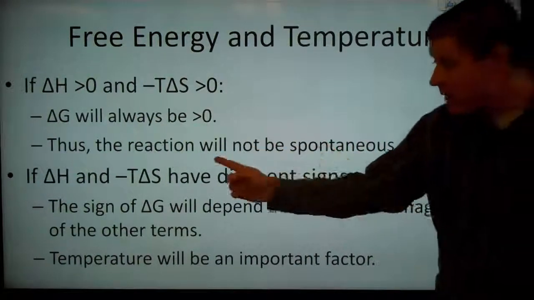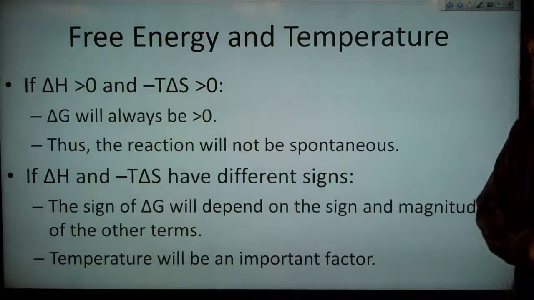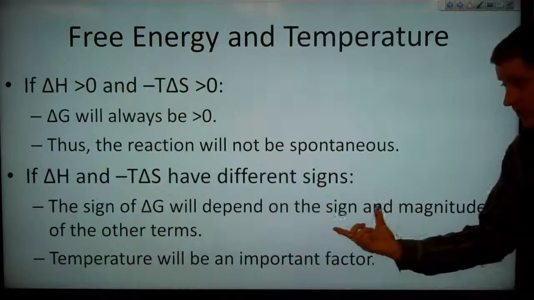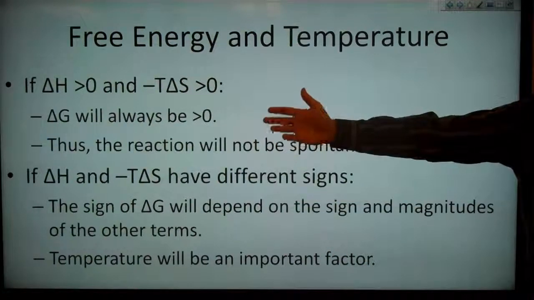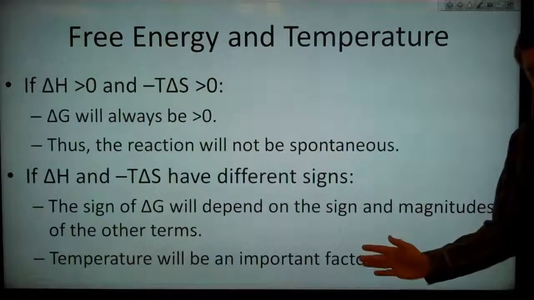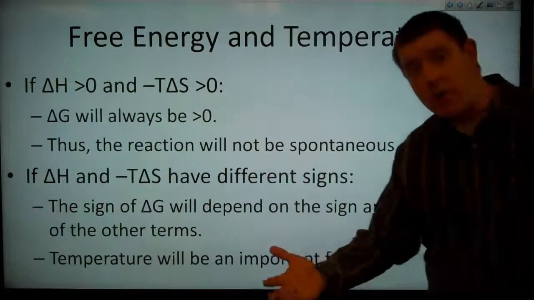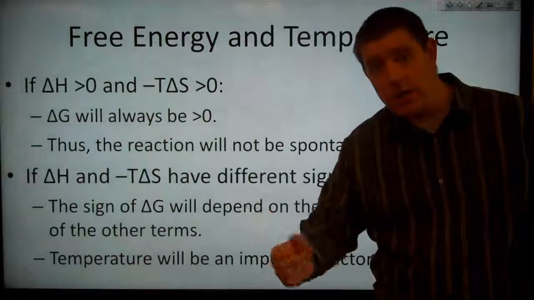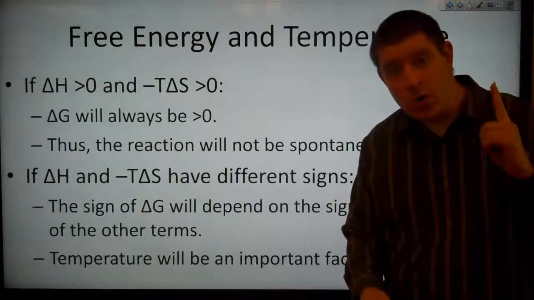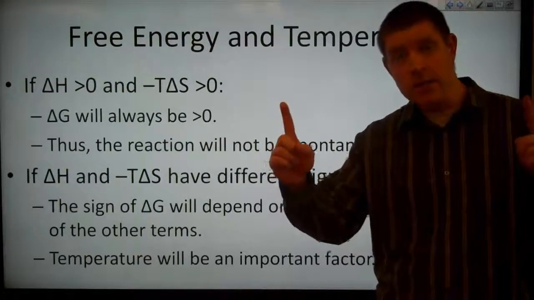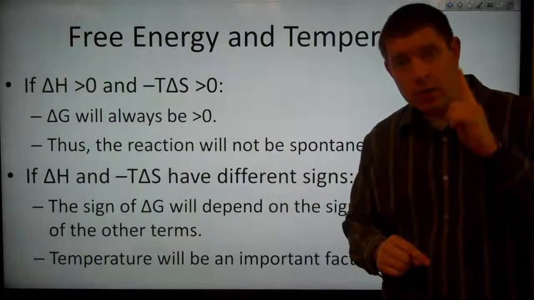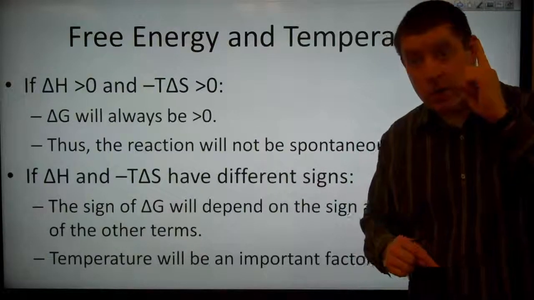If, however, delta H and minus T delta S have different signs, then the sign of delta G will depend on the sign and magnitude of delta H and T delta S, which means that temperature will be an important factor. There will be some temperatures at which the process is non-spontaneous and some temperatures at which the process is spontaneous. And that means that if we're crossing over between spontaneous and non-spontaneous, then there's some temperature at which that process is reversible. It's at equilibrium.